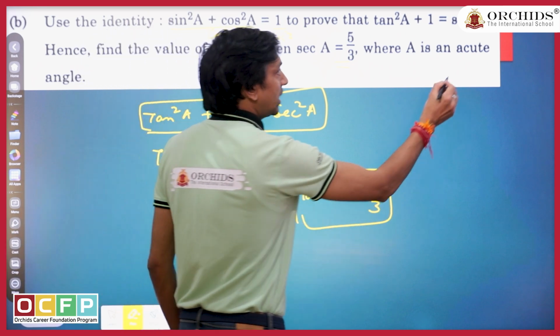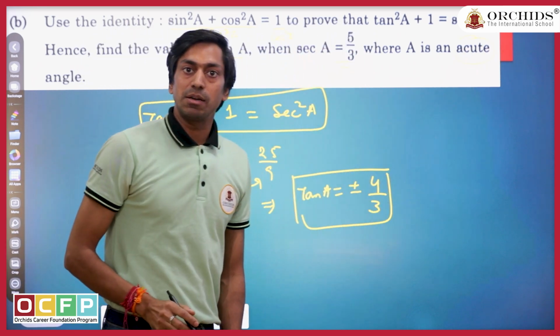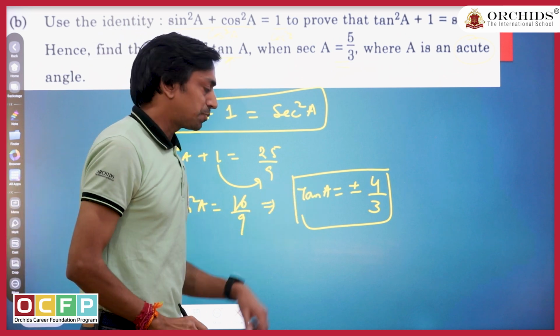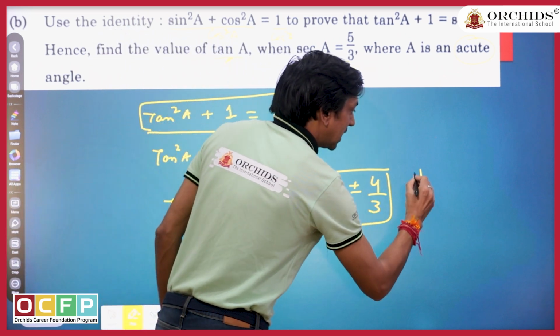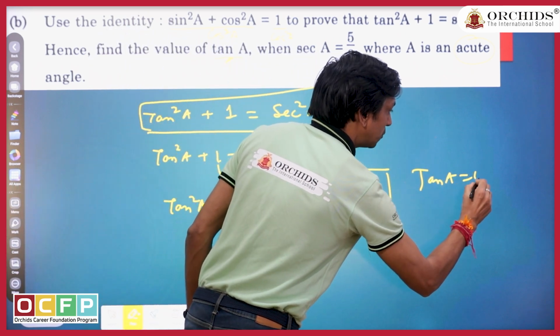But as you know that the angle given is an acute angle, meaning first quadrant, and in the first quadrant tan is positive, therefore you have to tell that tan a is equal to 4/3.